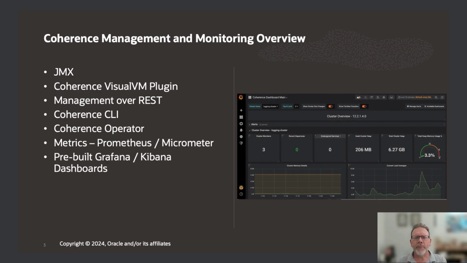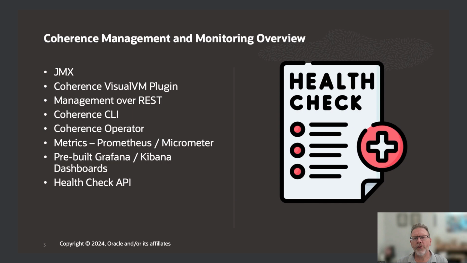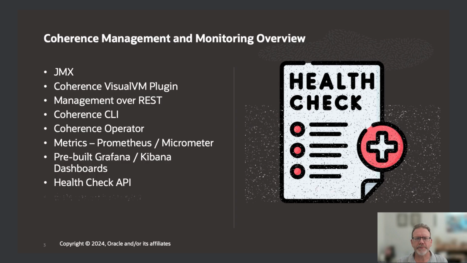Coherence provides detailed metrics in multiple formats, including Prometheus and Micrometer. These metrics can be visualized in our pre-built Grafana dashboards, which are available from the Coherence operator website. There are also various Kibana dashboards for monitoring log files. In the most recent versions of Coherence, we have also included a health check API, which is exposed across JMX, REST, VisualVM, and the CLI.